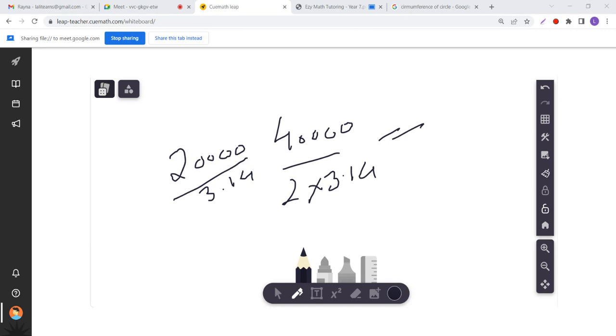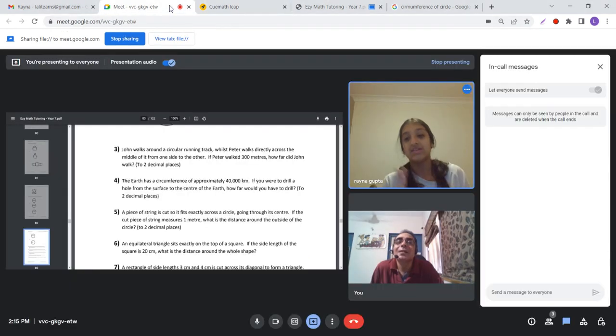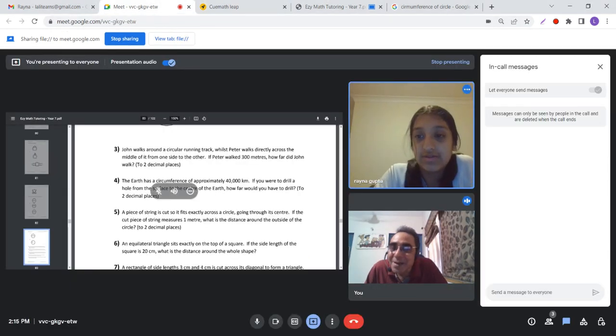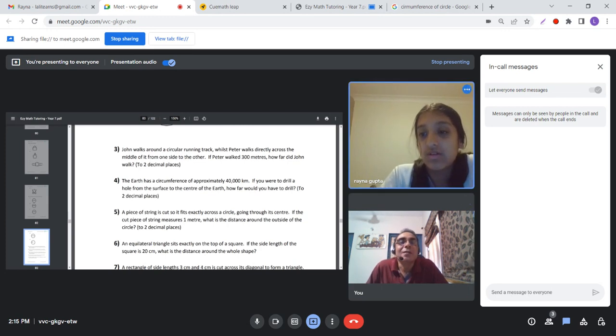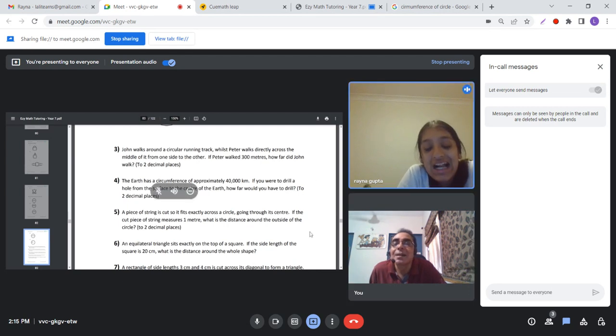Yeah, so 20,000 times 3.14 is 62,800. How can it increase when you're dividing? 20,000 cannot become 60,000 when you're dividing. Oh, okay. Wait. So it will be 20,000 divided by 3.14. It is 6,369.42. Yes. Okay.